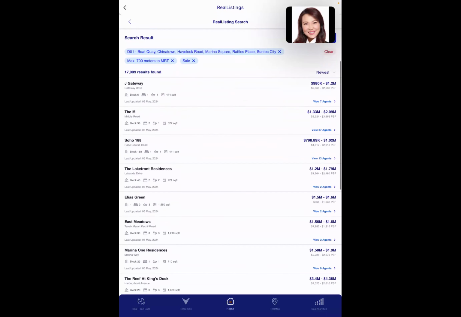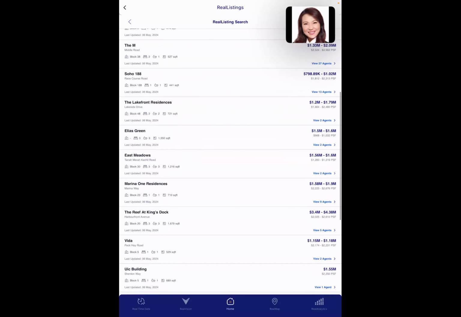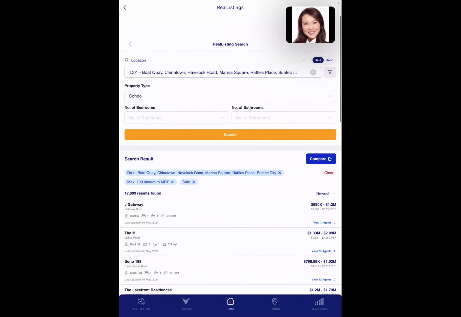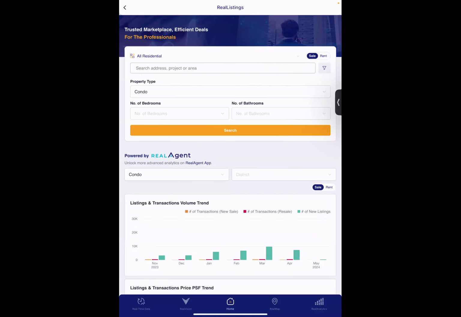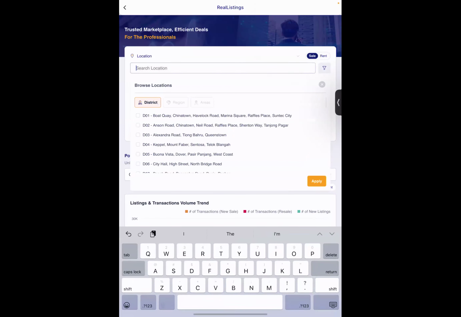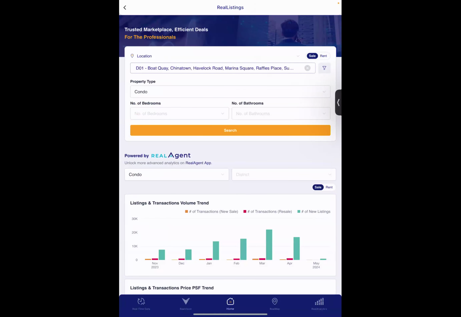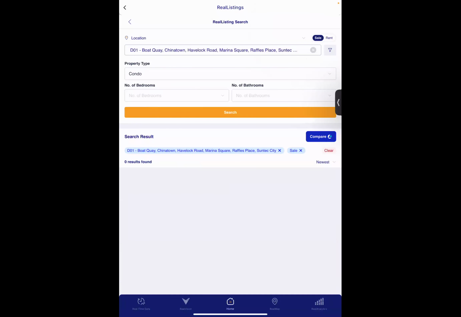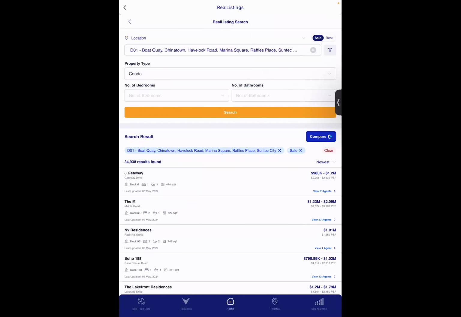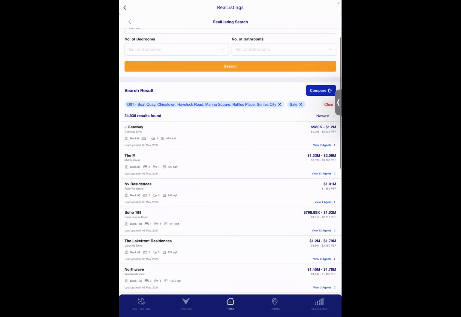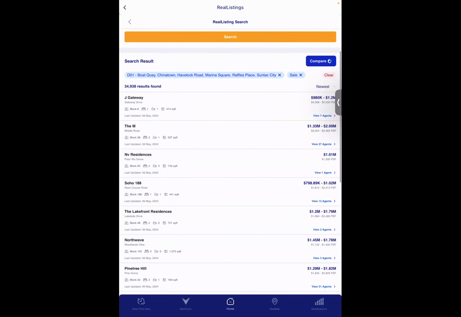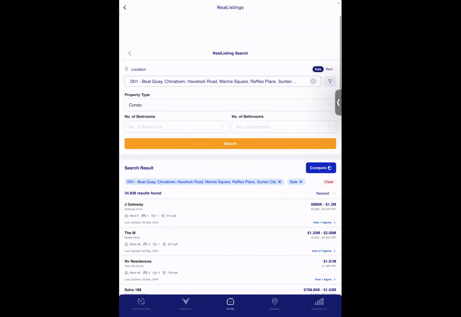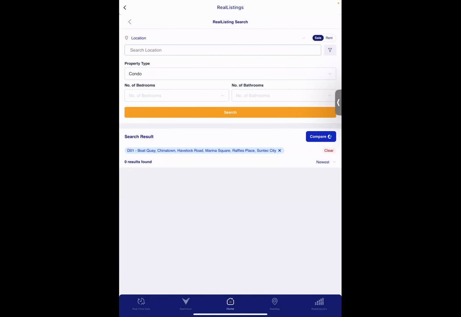Oh sorry, I put in distance to MRT, so all the distances to MRT will show up. Let's try again. All residential, location. Let's say I search by district only, Marina, Havelock, and I search. Wait, I think there is an issue down here. This one I feedback. By right, it should only be D1 that are coming in.